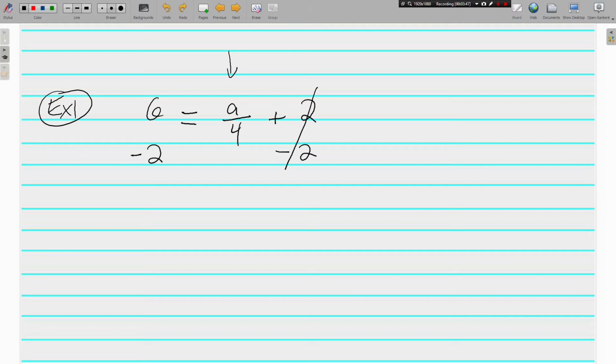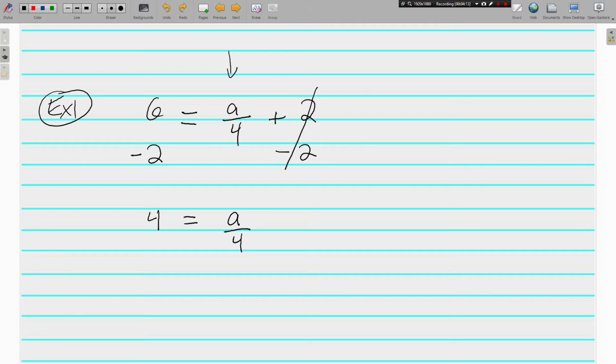So when we subtract 2 from both sides, we have 4 on the left. 6 minus 2 is 4. And on the right side, we still have our a divided by 4. The 2's canceled. Now it's a one-step equation like what you did in elementary school.